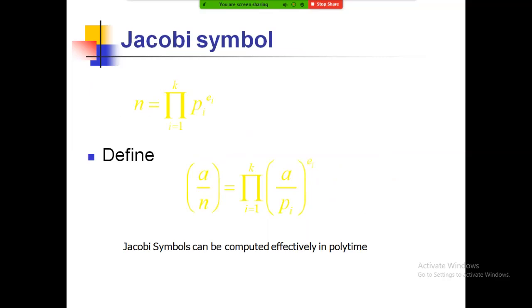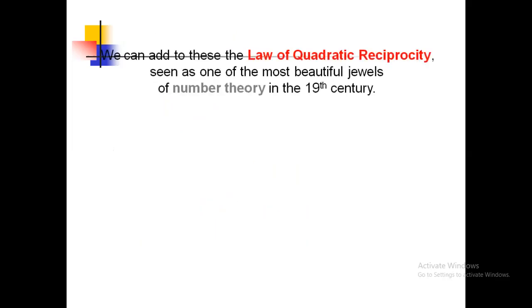The Jacobi symbol is nothing but the generalization of the Legendre symbol. So n is equal to the product of p_i to the power e_i, and (a/n) is defined as the product for i equal to 1 to k of (a/p_i) whole power e_i. The Jacobi symbol is the generalization of the Legendre symbol. Next.